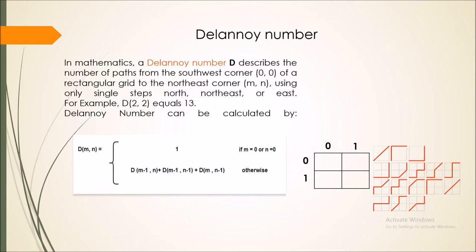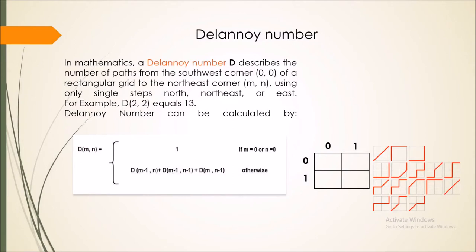Delannoy number can be calculated by D(m,n) equals 1 for the base case, which is if m is equal to 0 or n is equal to 0. Otherwise, we have D(m-1,n) plus D(m-1,n-1) plus D(m,n-1). So, this is actually a grid, as you can see here. For D(2,2) we have this grid.